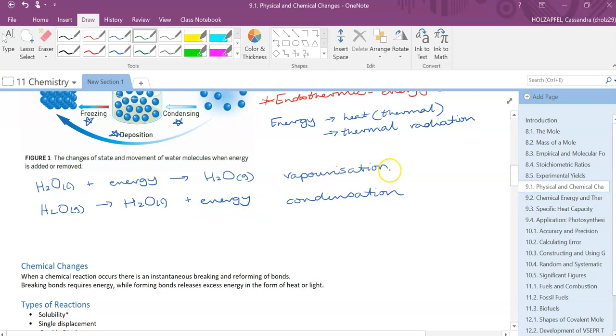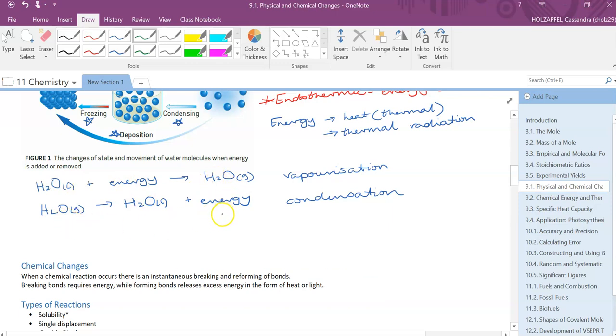So this is just showing what's going on for vaporization. With vaporization, we start off with a liquid. We add energy to it because it's an endothermic reaction. Because I know that energy is being added here, that means that it's adding energy to this particular system. And once I've added energy to that system, it gains enough energy to turn into a gas. Okay, so that's all that equation is stating.